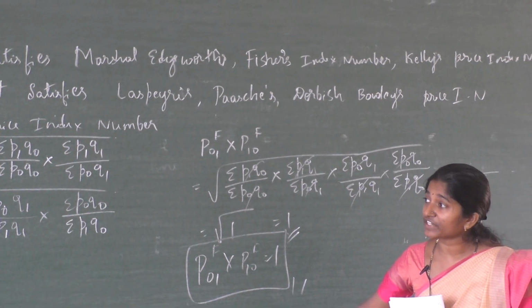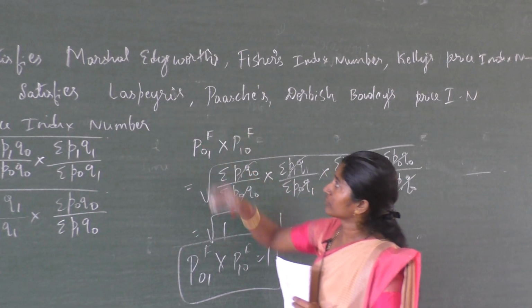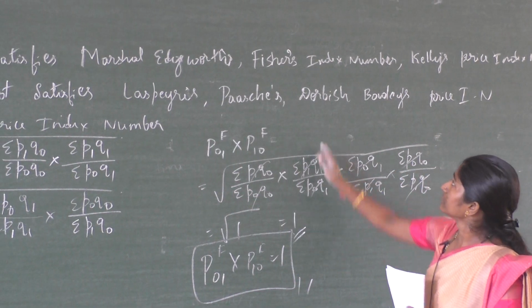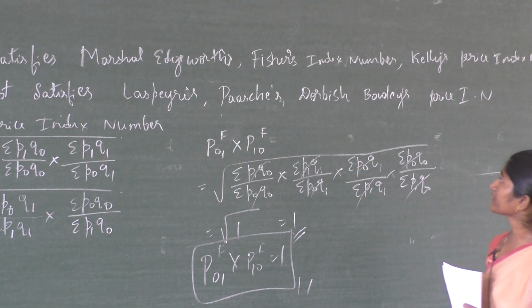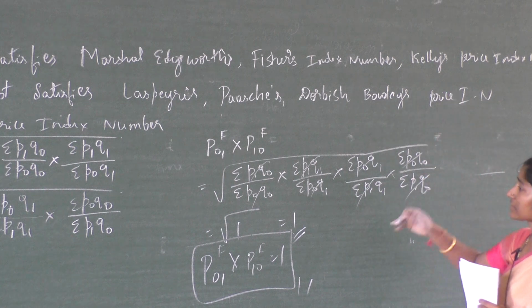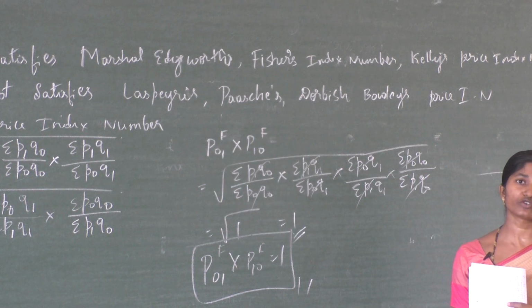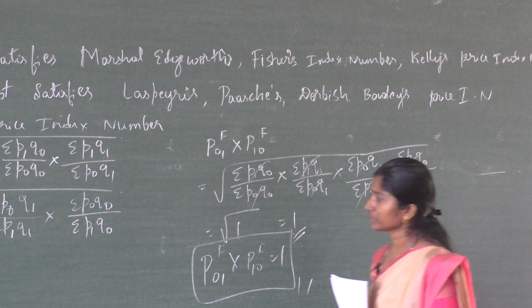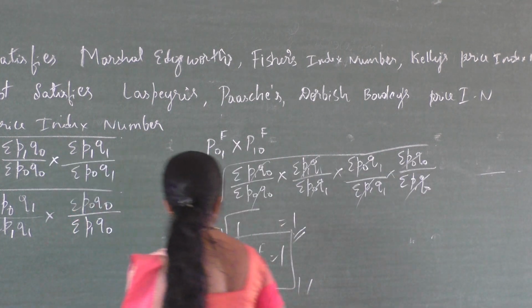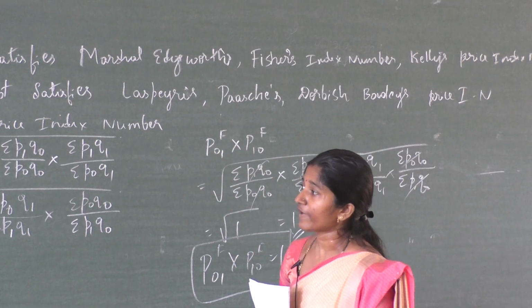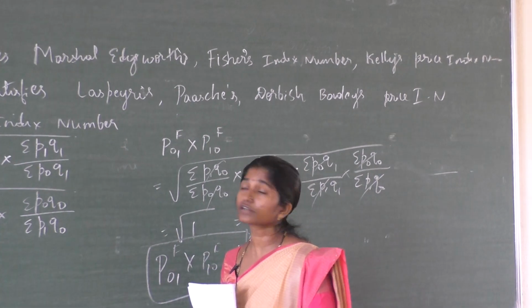Now we have completed the second one. What about Paasche's, Drobisch-Bowley or Kelly's? Like this way only we are going to prove. You can try that one. Next I will go for the factor reversal test, that is the third one.